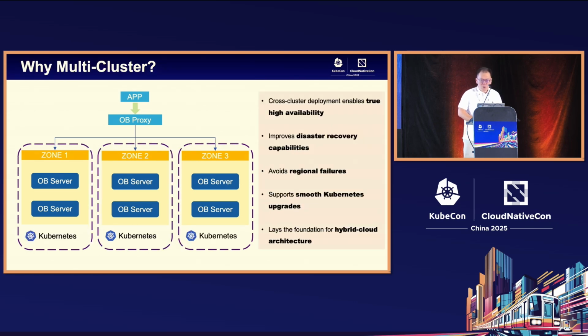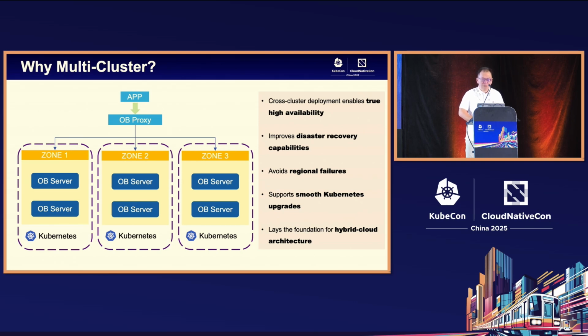Let's take a look at why multi-cluster makes sense. First, it enables true high availability. Your database can survive even if an entire cluster goes down. It improves disaster recovery and helps you avoid regional failures, especially in multi-availability-zone or multi-cloud environments. It also supports smooth Kubernetes upgrades, since clusters can be updated independently. And in the long run, it lays the foundation for hybrid cloud architecture, giving more flexibility and resiliency.